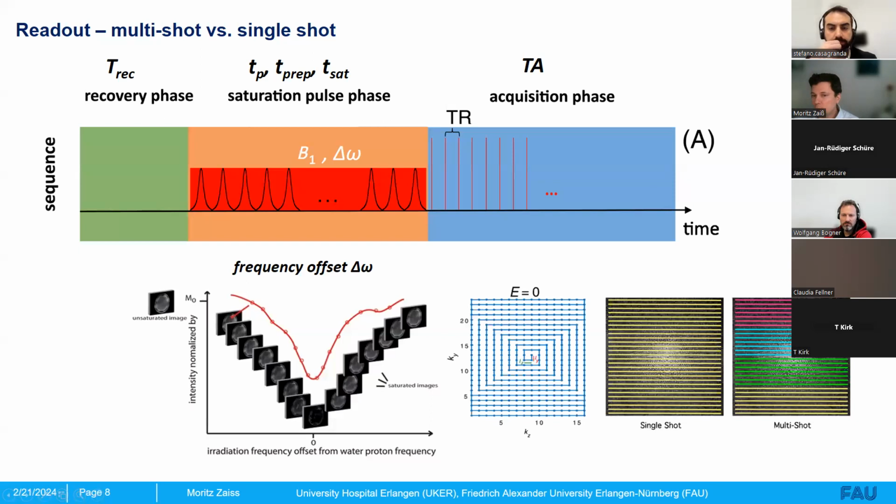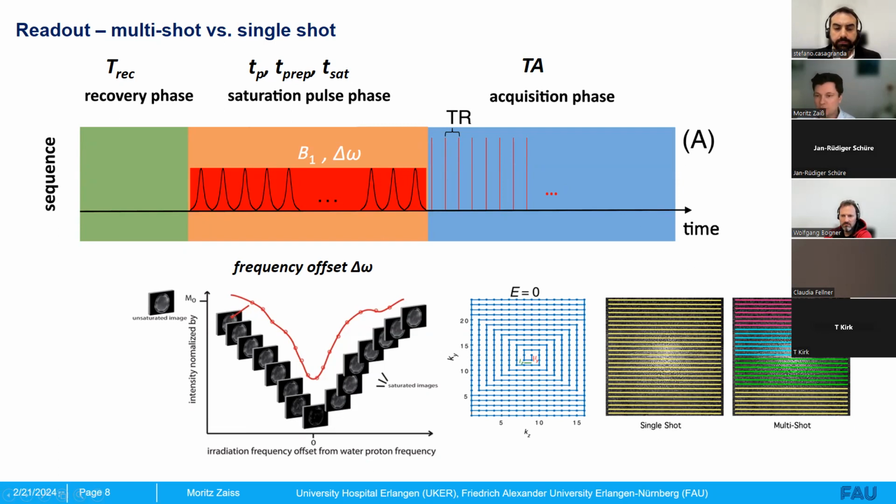And now there are different ways to acquire these images. There are single shot sequences. For example, we have a centric readout. In our case, we have a 3D centric spiral readout or centric reordered readout that we do in a single shot, which means we have one preparation and then we acquire the full k-space in one shot.